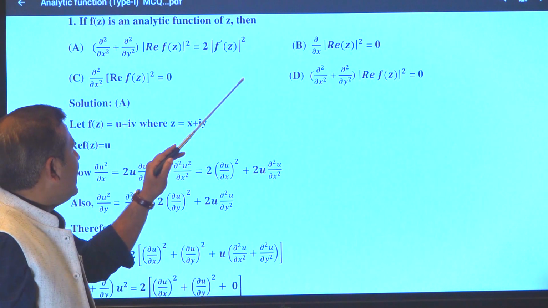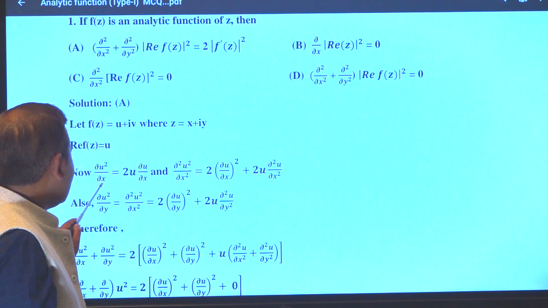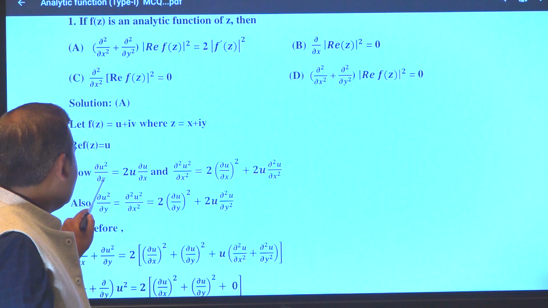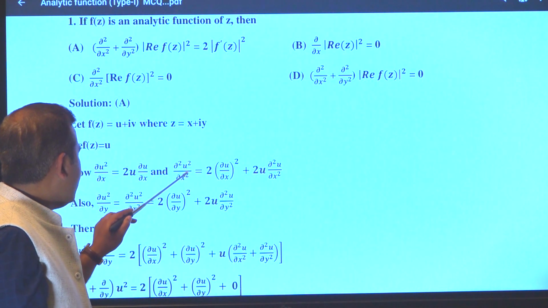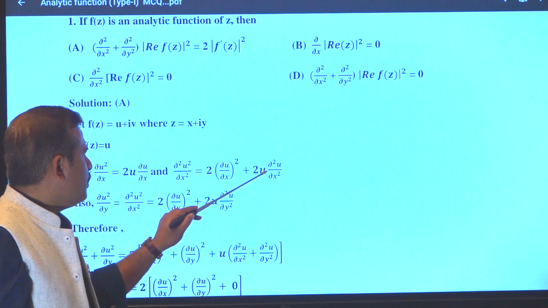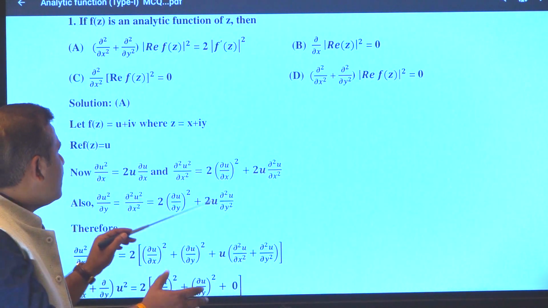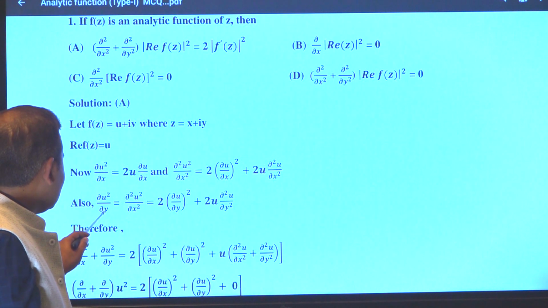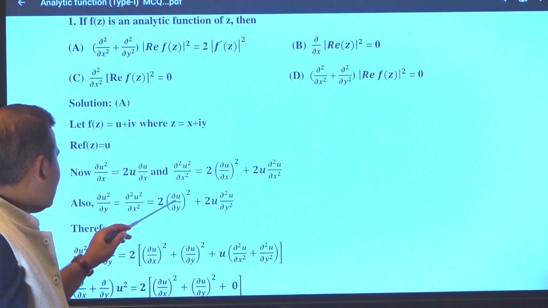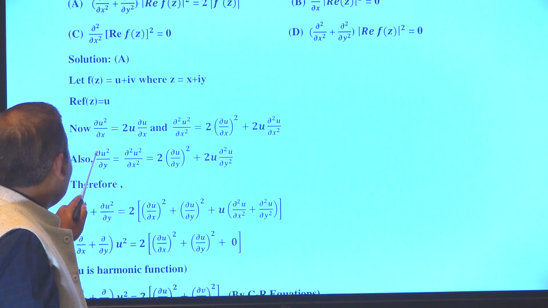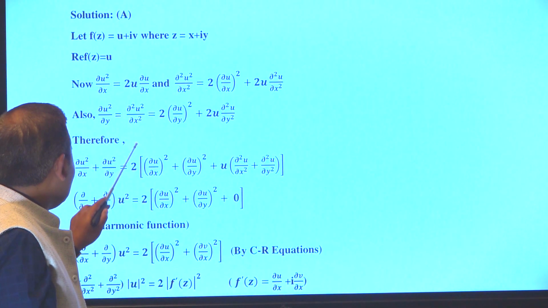Now, come to ∂²u²/∂x². Differentiating u² with respect to x gives 2u ∂u/∂x, and differentiating again, ∂²(u²)/∂x² = 2(∂u/∂x)² + 2u ∂²u/∂x². Because this is the options format, that's why we have taken the result like this. Now, ∂(u²)/∂y becomes like this. On adding ∂²(u²)/∂x² and ∂²(u²)/∂y², we get this.